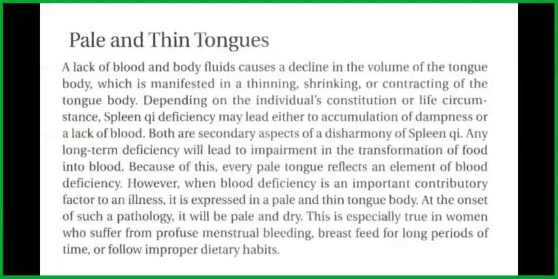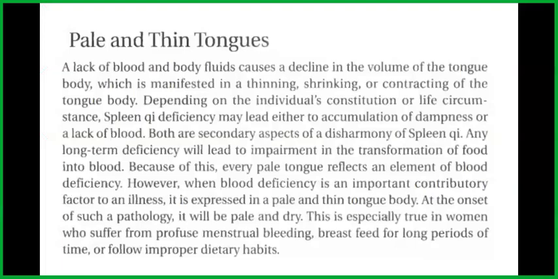Depending on the individual's constitution or life circumstance, spleen Qi deficiency may lead either to accumulation of dampness or a lack of blood. Both are secondary aspects of a disharmony of spleen Qi. Any long-term deficiency will lead to impairment in the transformation of food into blood. Because of this, every pale tongue reflects an element of blood deficiency.